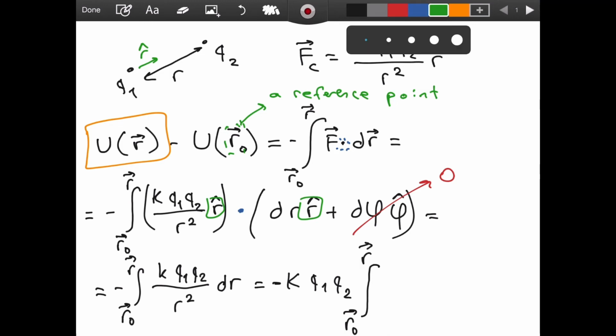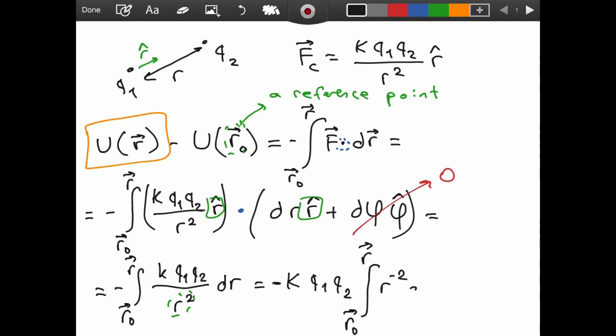Here you notice that we have r squared in the denominator. So if I want to express it in the numerator, I need to say it is r raised to the power of negative 2. Of course, we have dr as well. And we will continue on the new page. So we have from the last step negative k, q1, q2.